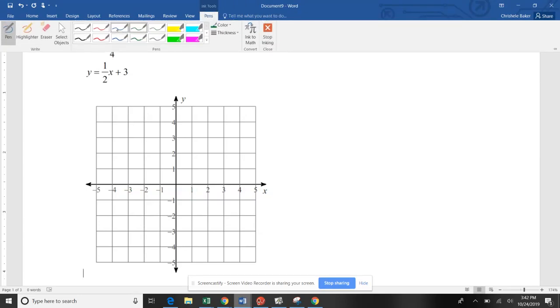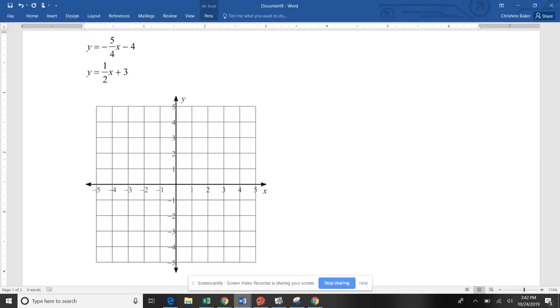This video lesson is about solving systems of equations by graphing. So a system of equations is when you have more than one equation and you are going to find the ordered pair that satisfies both equations. You're going to find the xy coordinate point that is going to make both of these equations true.